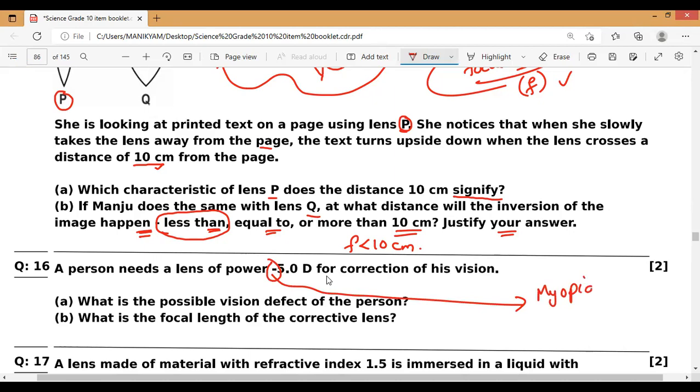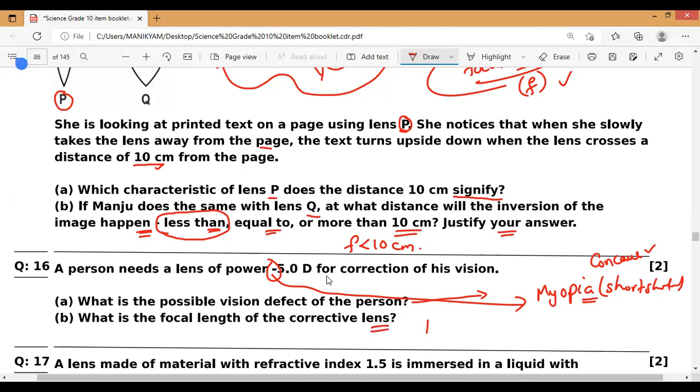Myopia. Because power is minus, means concave or convex lens? Concave. It is a concave lens. That's all very clear. Okay. So myopia, we can also say nearsightedness, or we can say what sightedness? Short-sightedness. Okay. Now, what is the possible vision defect of the person? Myopia. What is the focal length of the corrective lens?